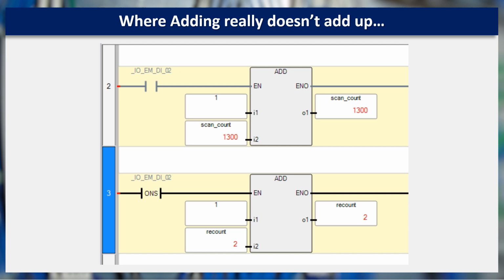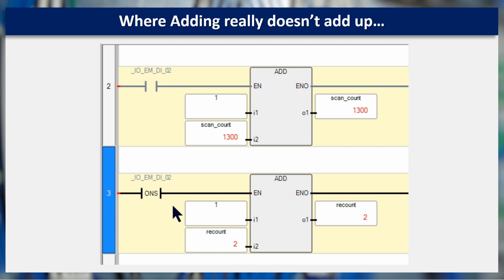The reason that there's a difference between the two is the leading instruction before the add. On the top, we find our usual execute if charged. But on the bottom, we have a new instruction that says ONS. Now this is also known as the pulse instruction. ONS is the old name for it that was used in ControlLogix.